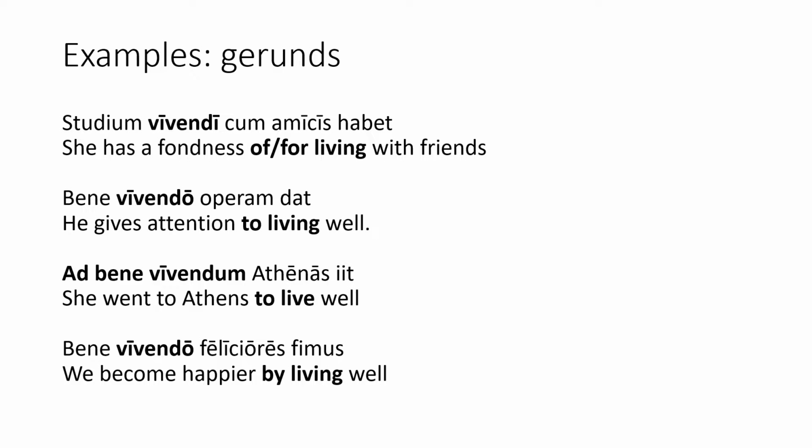In the sentence bene vivendo operam dat, vivendo is the neuter dative singular gerund. It is acting as the indirect object of the verb dat, with operam as the direct object. It is modified by the adverb bene and translated as "to living well." The whole sentence is then translated, "he gives attention to living well."